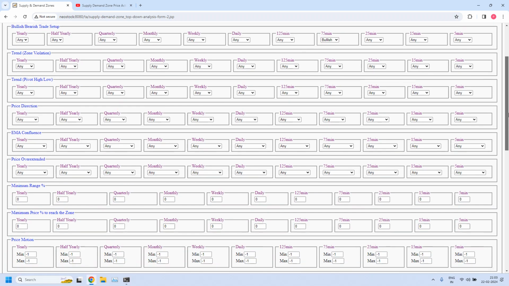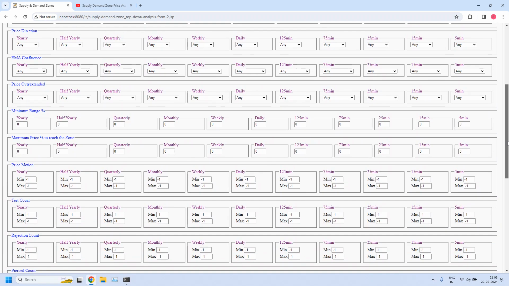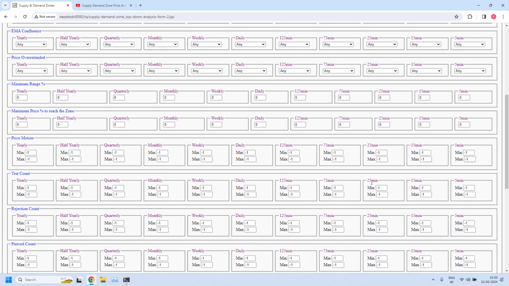For the other parameters, first we don't want pierced zones. So let us set 75 minutes, and the pierced count we are setting 0, 0. We want only pierced count 0 stocks to be there. Pierced count 0 indicates the zones are not pierced.